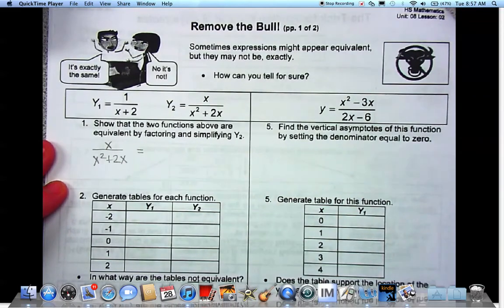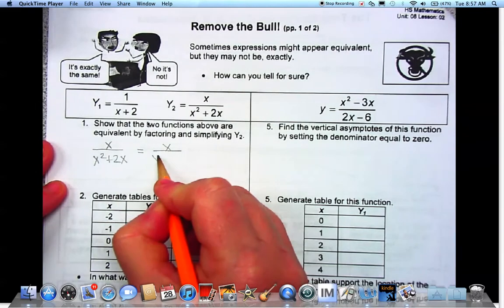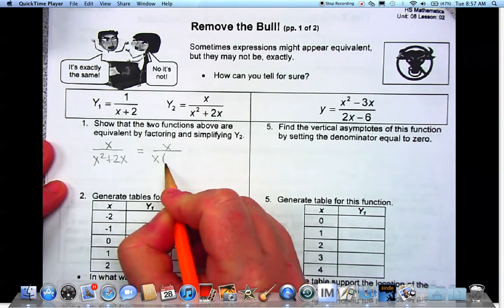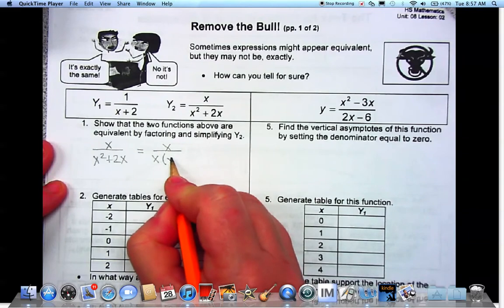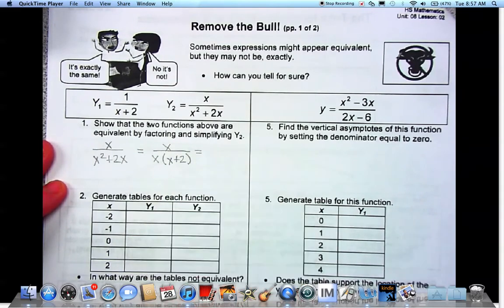What can we do with it? Factor the x from the denominator? Okay, so x parentheses, what would we have? x times x plus 2. Good. Now what can we do? Factor an x from the top.